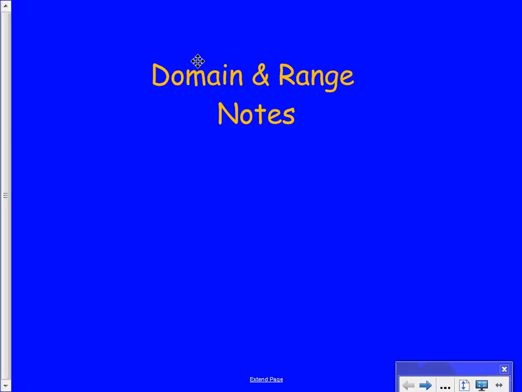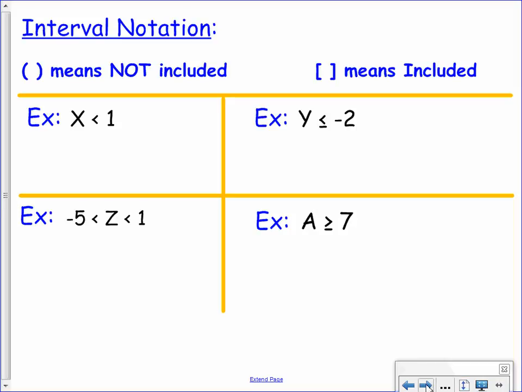Here we go. At the top of your notes where it says domain and range, write where the graph exists. You're just describing where the graph can happen. It's a two-dimensional graph because you have an XY axis, so you can describe it from left to right or up and down. Where does the graph exist on the coordinate plane? To do that, we need to do some interval notation.